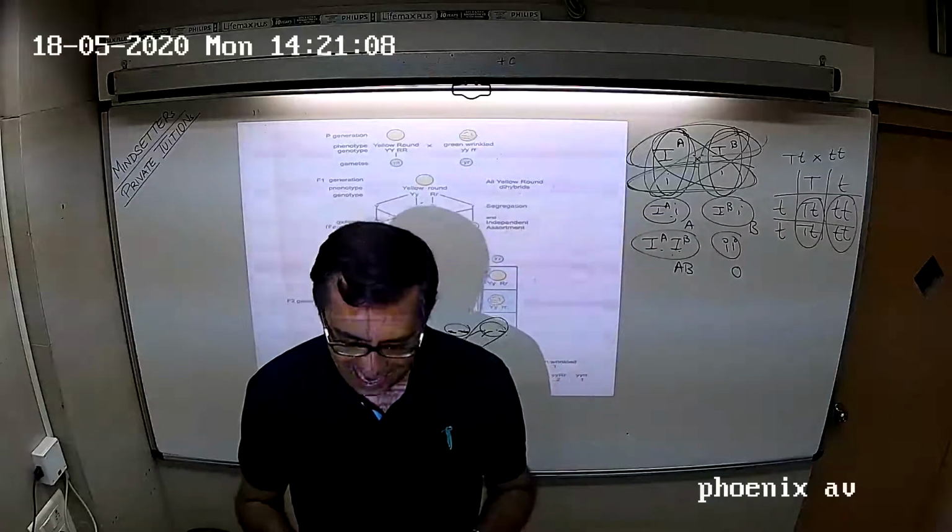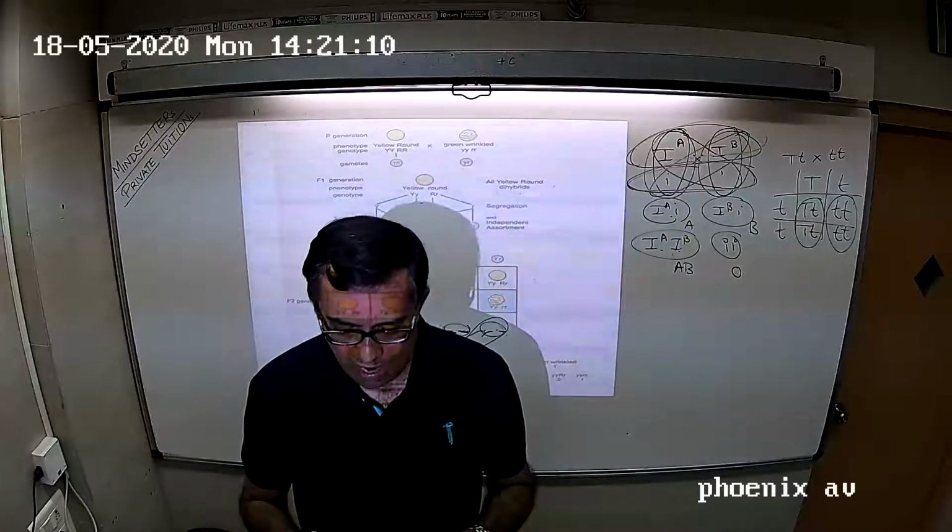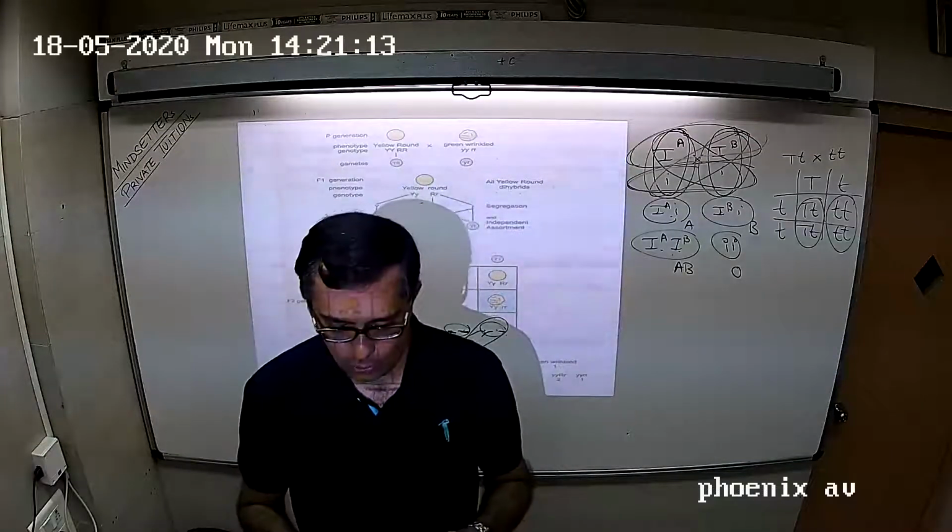121, to determine heterozygosity of a cross, one has to perform a test cross with the recessive parent.